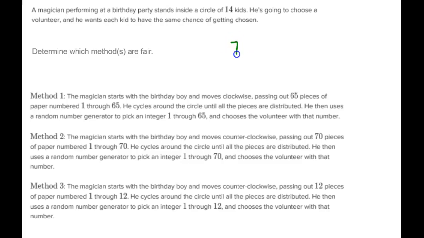We're going to take 70 divided by 14 to see how many pieces of paper each kid is going to get. 14 goes into 70 5 times. 5 times 14 is 70. We're left with a remainder of 0. So this means if he passed out all 70 pieces of paper, each kid would get 5, and there would be none left over, so all the kids get an equal chance of being chosen. So method 2 would be a fair way to determine which kid he's going to choose for his volunteer.